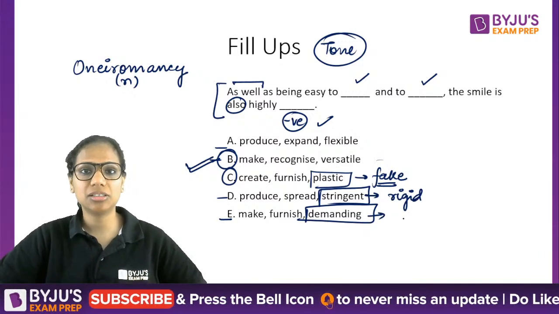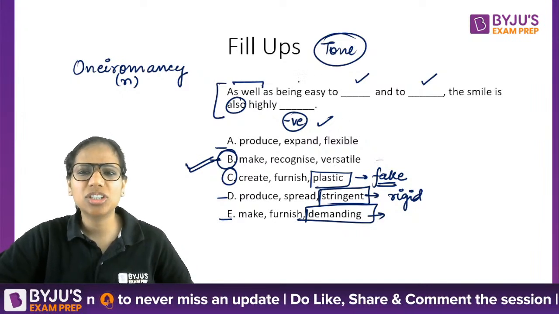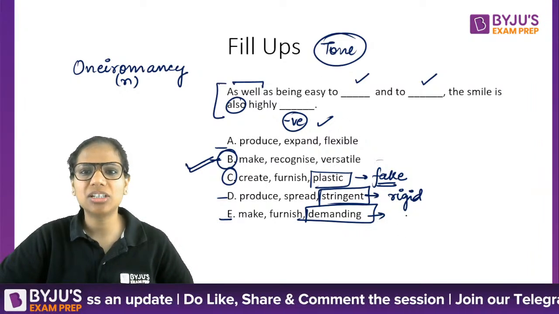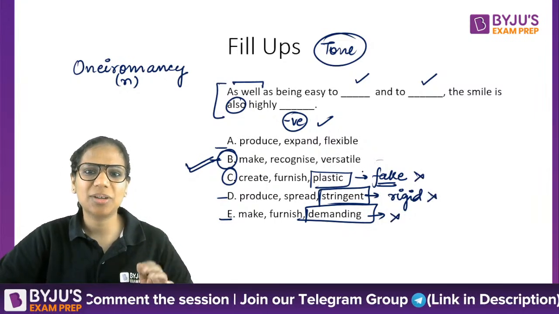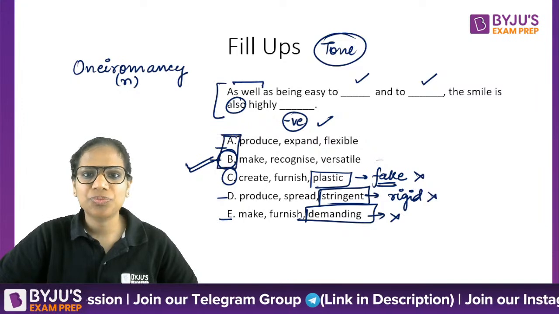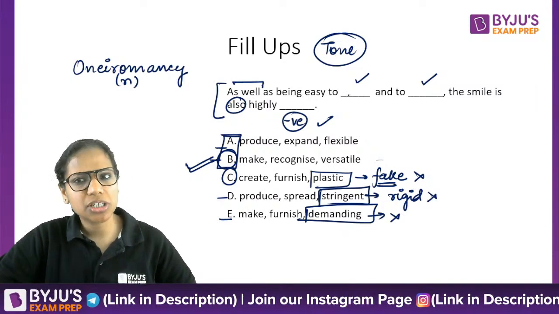Demanding, something that demands a lot out of you, is not easy. So this opposes, actually this goes against what we have stated earlier. So these three can be rejected in this. Okay, now it comes to this. Now produce, okay fine, produce and make both can fit here.